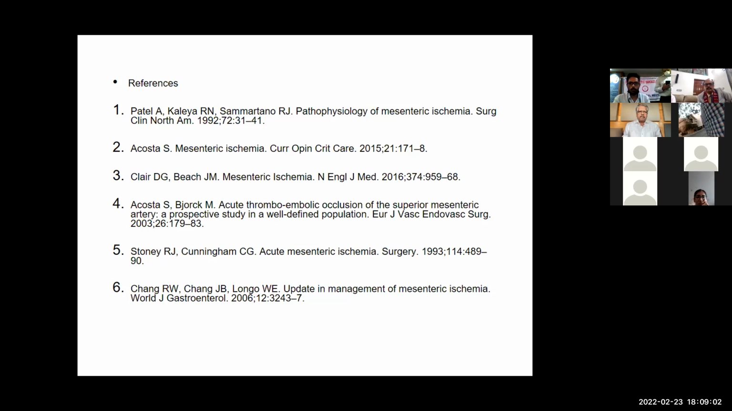What was your pre-op diagnosis clinically? Were you able to diagnose the thrombosis? No, sir. Clinically, it presented as a small bowel obstruction, sir.